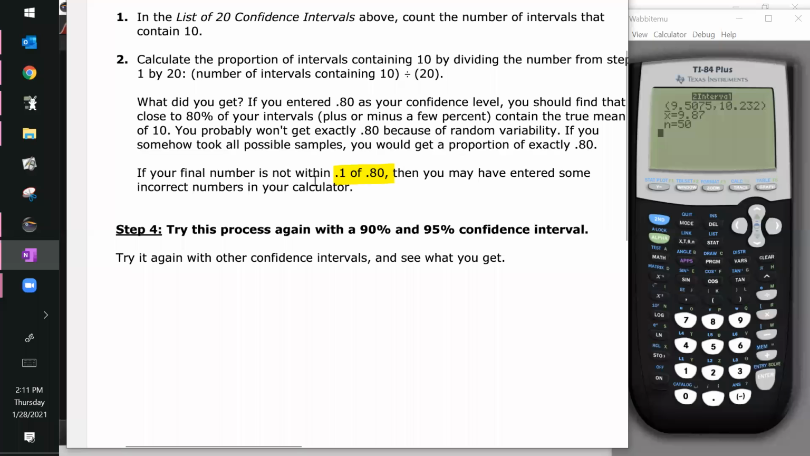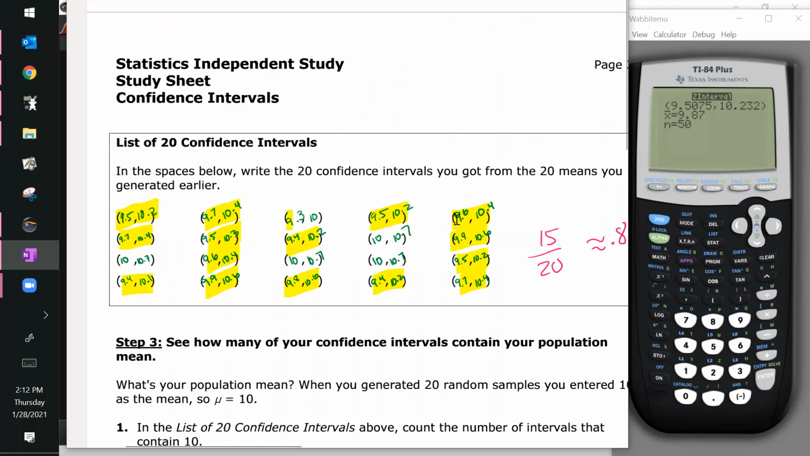Okay, so it says if your number's not within 0.1 of 0.8, so if it's 0.9 or 0.7 or even further from that, then you might have some incorrect numbers in your calculator. I got 0.75, which is closer than that to 0.8. So I think we did okay. Again, these numbers are all random, so there's going to be a little bit of variation in there, but that's pretty close. So that's kind of the process of what finding a confidence interval really means, okay?